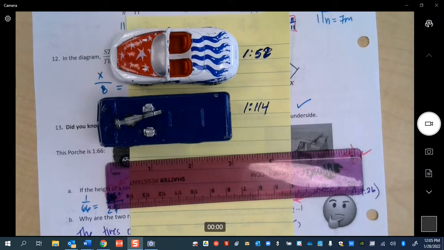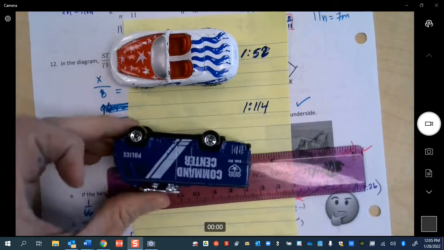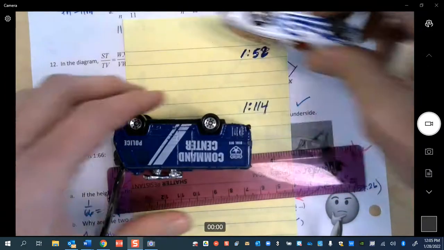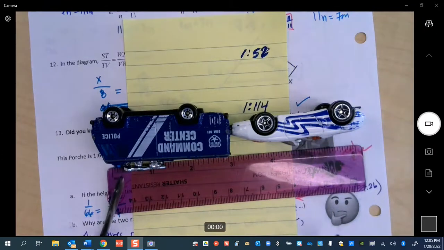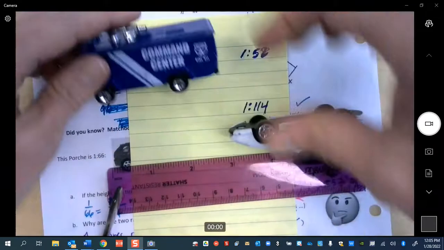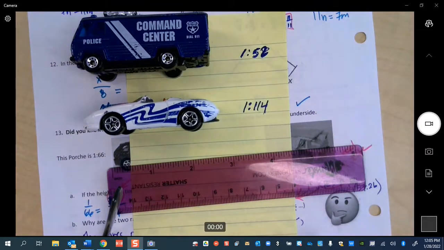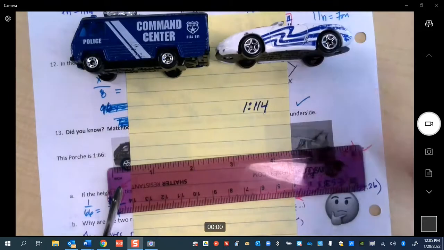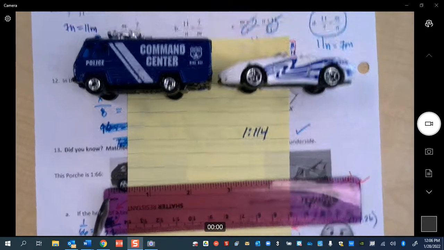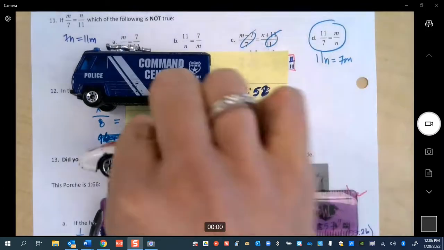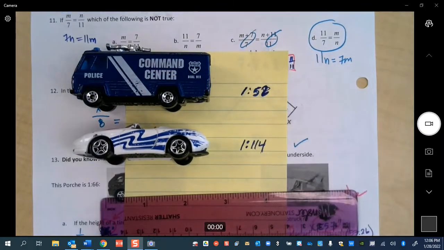There's no way that if I was sitting in my little convertible and I pulled up next to this command center at the stoplight, that these two cars are remotely the same size. Let me turn them right side up. If I'm sitting at the stoplight, there's no way that my car works with this command center. And these ratios help tell that story. Who can tell me how or why? Talk to me about what you think about the different ratios.